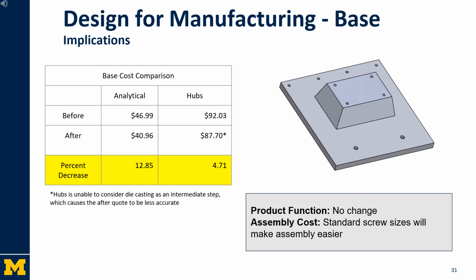Hubs had us reduce the cost by 4.71%, but we theorized that this could be because Hubs is unable to consider die casting as an intermediate step. Overall, the product function had no change, and standard screw sizes will make the assembling easier.